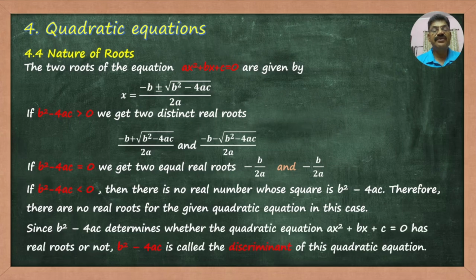Since b square minus 4ac determines the nature of roots, it is called the discriminant. B square minus 4ac is called the discriminant.